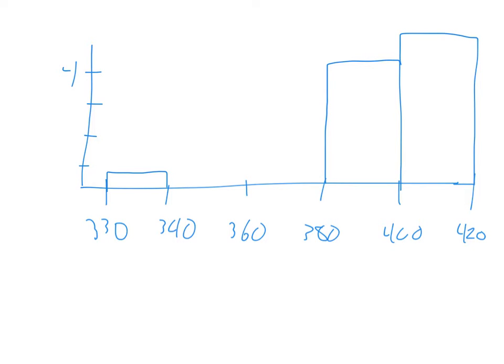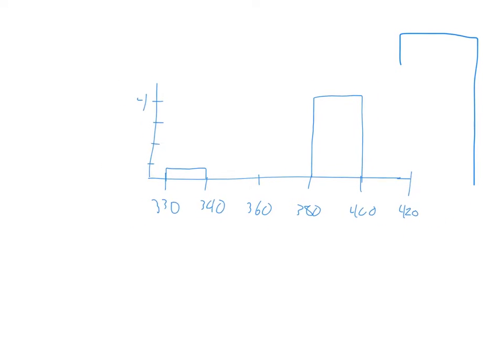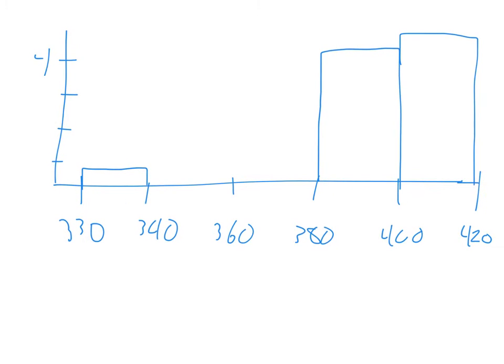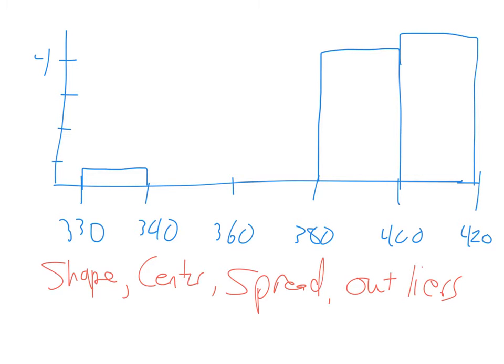All right, and here I have a histogram. Now, again, I can change these widths to be other things, and that will change a little bit of how this graph looks. All right, so now I've got to describe this graph. I will describe this graph using those words that I said earlier, which are shape, center, spread, and outliers. We will say this phrase a lot of times: shape, center, spread, outliers.